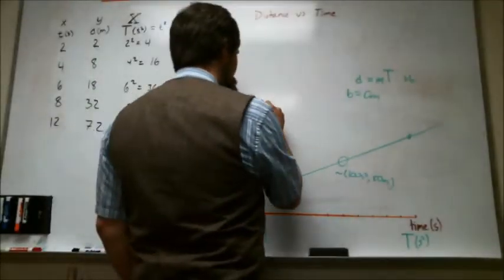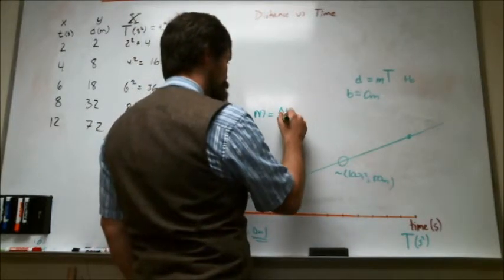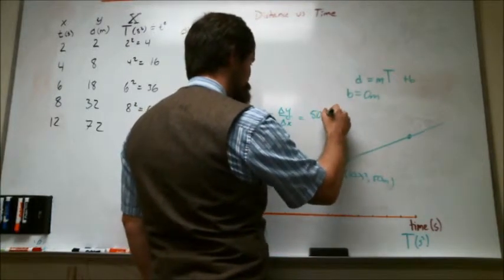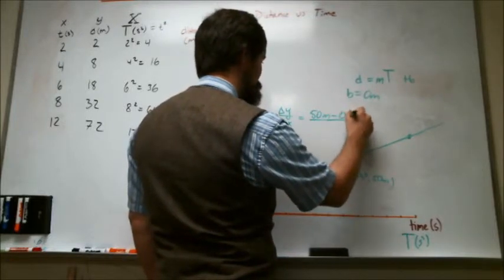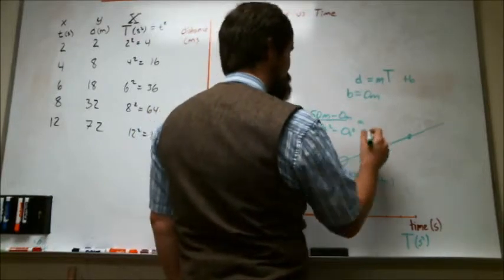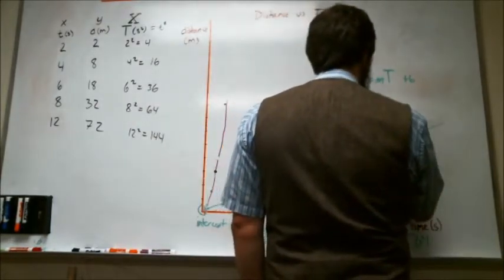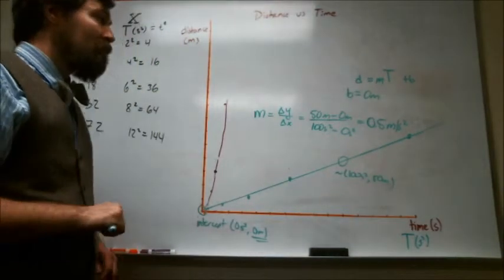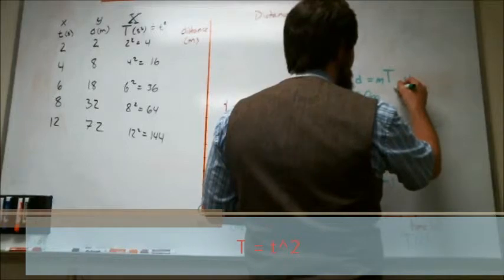So to get the slope, we do rise over run. And so that's going to be 50 meters minus 0 meters divided by 100 seconds squared minus the 0 seconds squared. So 50 over 100, that's going to be 0.5 meters per second squared. Okay, and then big T is in fact little t squared.